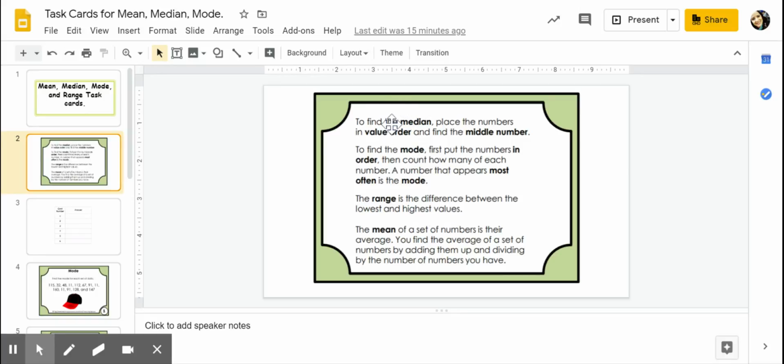So if you have your numbers in order from least to greatest, you can complete these 3 tasks. The mean is the only one that does not matter if it's in order from least to greatest. The mean of a set of numbers is their average. You find the average by adding them up and dividing by the number of numbers you have. So if my values are 1, 4, and 5, I would add 1 plus 4 plus 5, and then divide by 3 since I had 3 numbers.